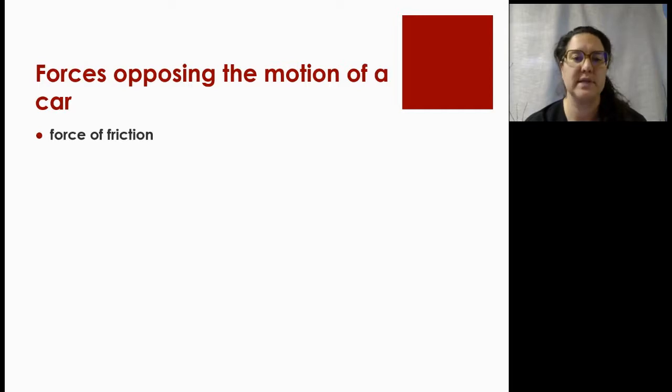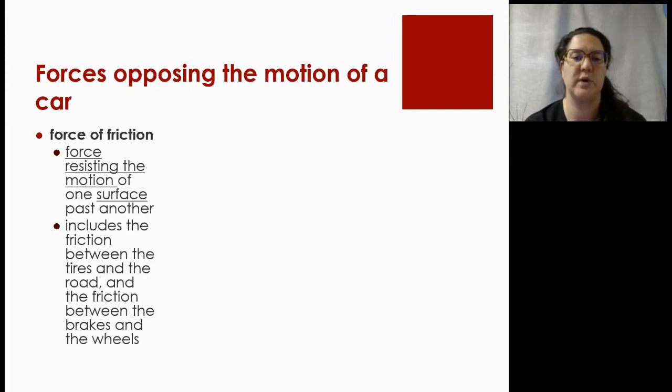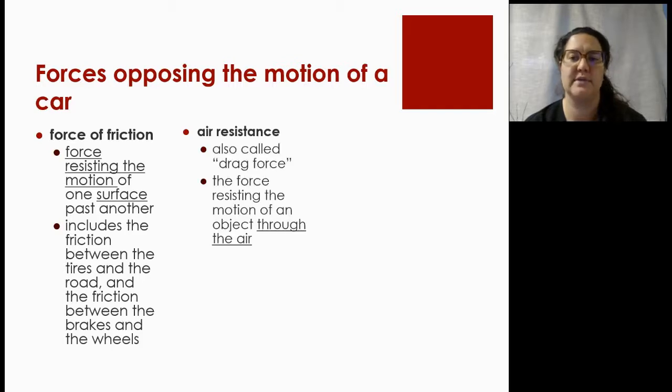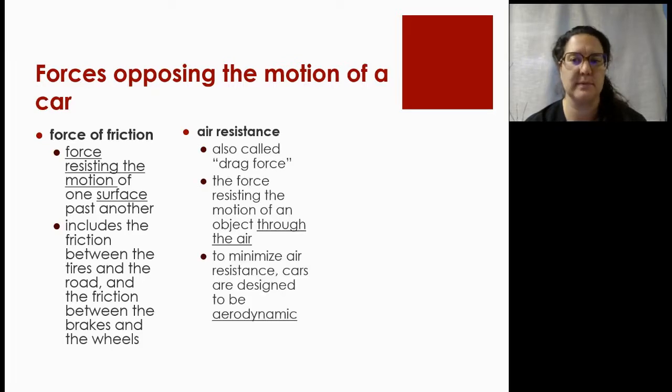The forces opposing the motion of a car include the force of friction, and this is the force resisting the motion from one surface to another, includes the friction between the tires and the road, and includes the friction between the brakes and the wheels. This can include also air resistance, which is called drag force. And this is the force resisting the motion of an object through the air.